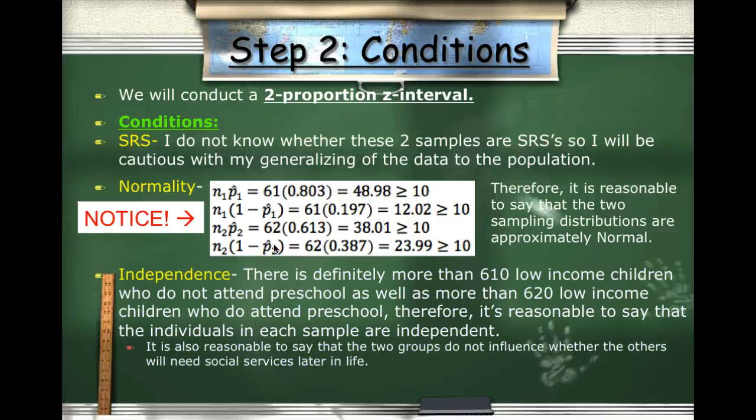Now for independence, there are definitely more than 610 low-income children who did not attend preschool, as well as more than 620 low-income children who do attend preschool. Therefore, it's reasonable to say these individuals in each sample are independent. Now, I don't know how they were selected, so that could be an issue here. It's also reasonable to say that the two groups do not influence whether the others will need social services later on in life.